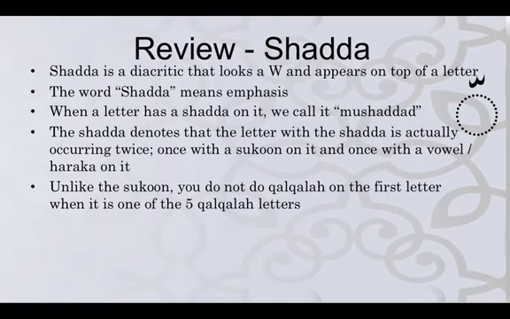Okay, in the previous lesson, we learned about the shadda. What is a shadda? The shadda is a W-looking diacritic. It looks like a W or a fork that appears on top of a letter. And the word shadda means to emphasize, or emphasis. So whenever a letter has a shadda on it, we refer to the letter as being mushaddad. And the shadda denotes that the letter that has the shadda on it, whether it's a ba or a ta or a tha, is actually occurring twice. The letter that is occurring twice is once with a sukoon on it, and then once with a vowel or a haraka on it.